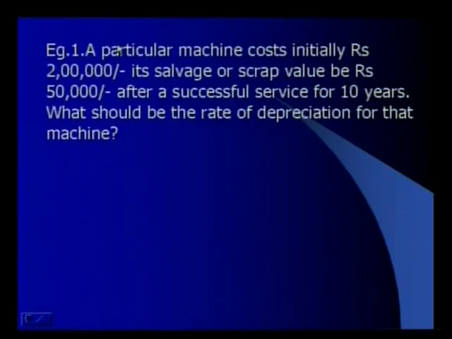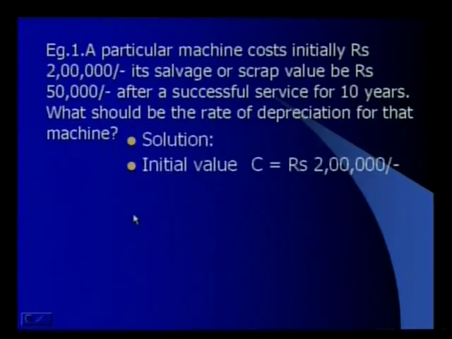We can calculate this depreciation by taking a simple problem. The problem says a particular machine costs initially 2 lakh rupees. Its salvage or scrap value is 50,000 rupees. After successful service for 10 years, what should be the rate of depreciation for that machine? We can calculate this one.